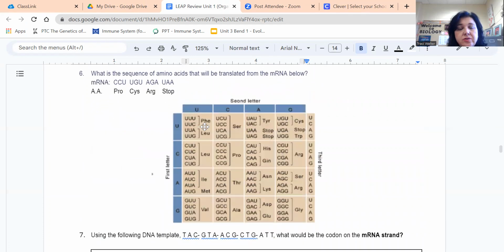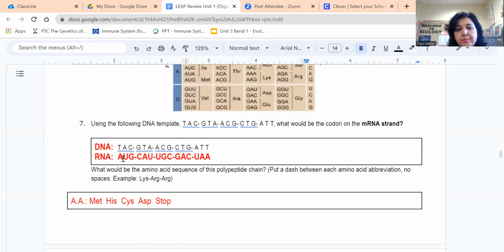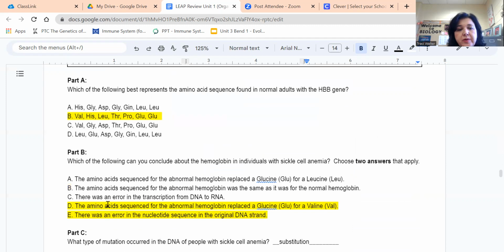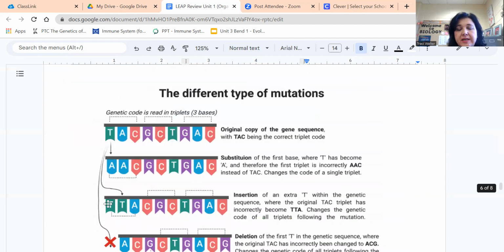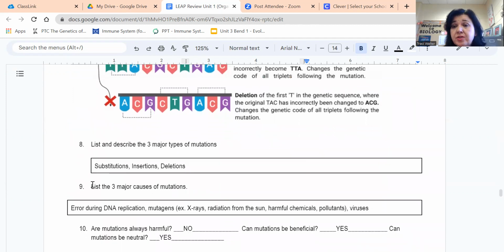And then we learned how to translate the codons. Every 3 letters in messenger RNA is a codon, and we translated them into an amino acid using our codon chart. We did some practice with that, including some LEAP style questions. Then we talked about the different types of mutations, and there are 3 types: substitutions, insertions, and deletions.